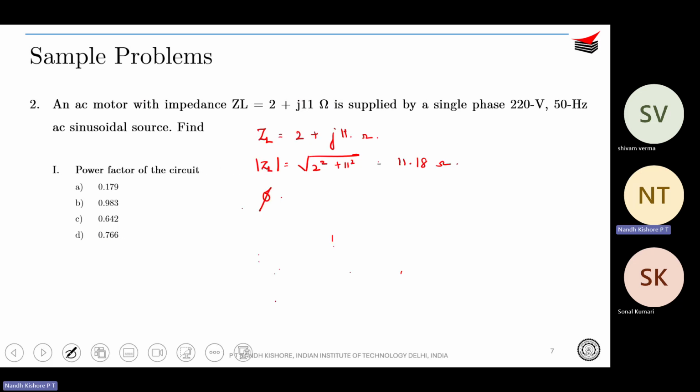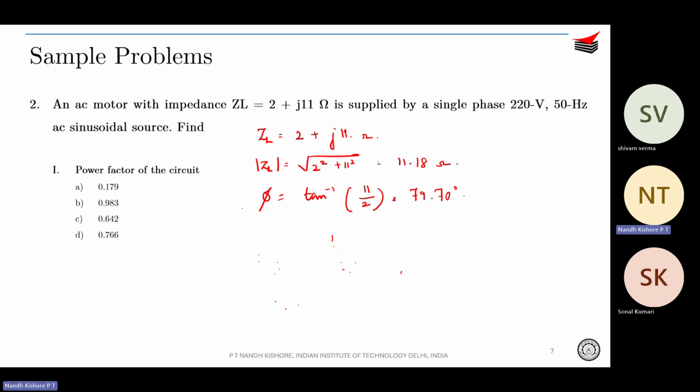But what about the theta or the phase angle? Your phase angle is basically tan inverse of imaginary part by real part. So tan inverse 11 by 2, which is tan inverse 5.5. This gives you 79.7 degrees, the phase angle.